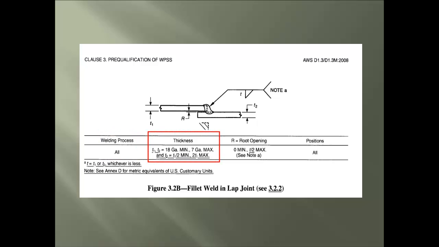Next is the material thickness range that is allowed, and the biggest thing is the symbols used to designate the two different plates, the T1 and the T2. We move over to the dimension of the root opening that are allowed, and once again we see the symbol used to represent the root opening. And last column is the welding positions allowed.